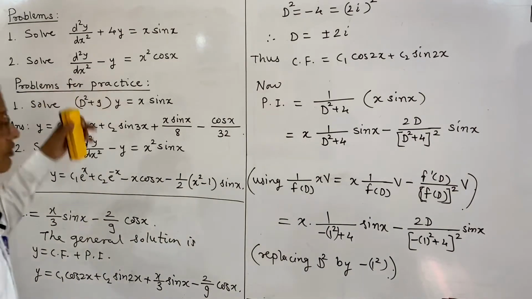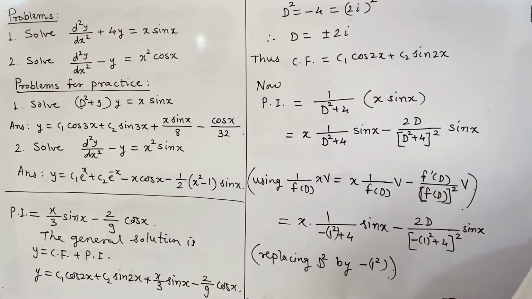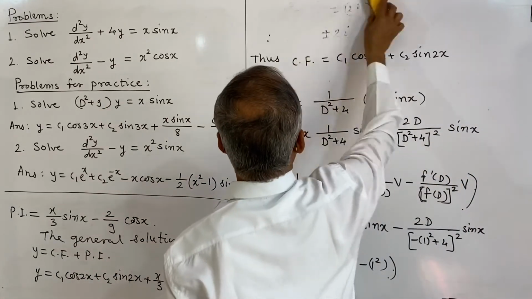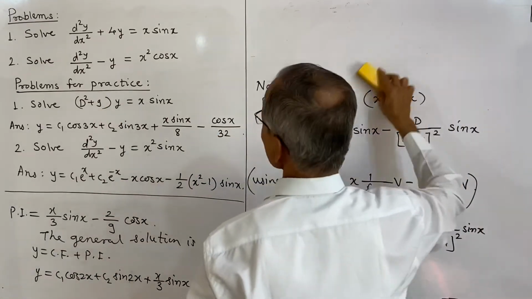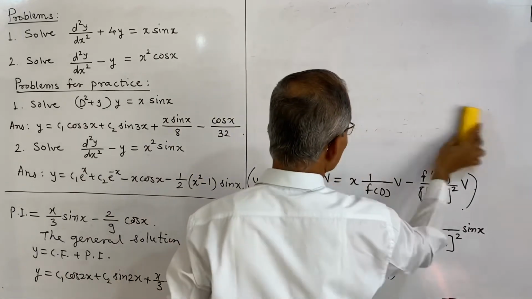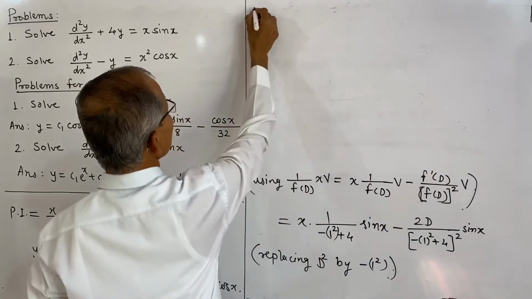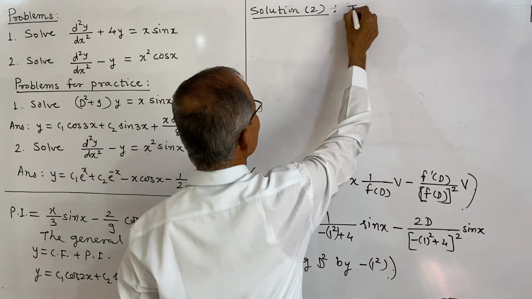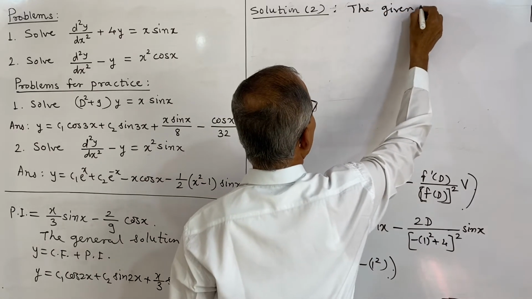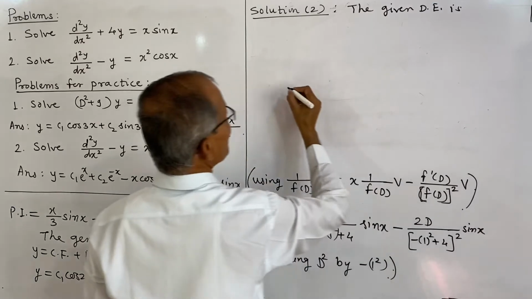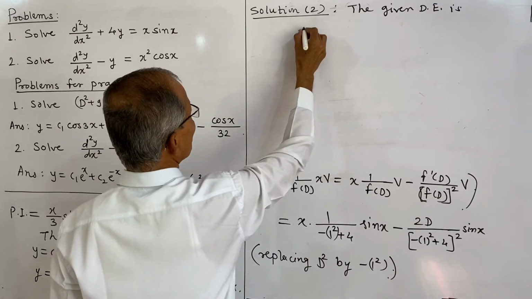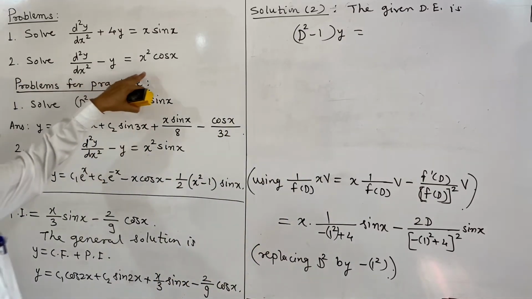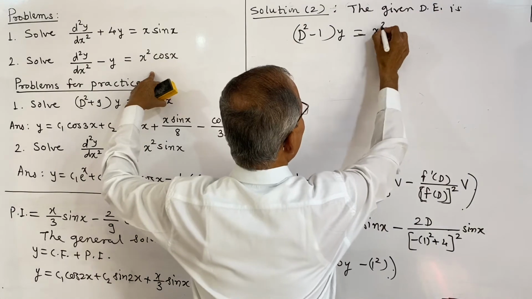Now we shall consider the solution for the second one. The second problem is d square y by dx square minus y is equal to x square cos x. So I shall write the solution here, solution for second. The given differential equation is, in D notation, D square minus 1 operated on y is equal to x square cos x.